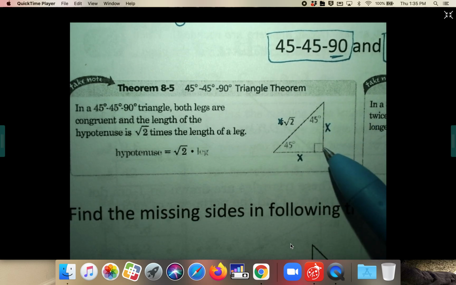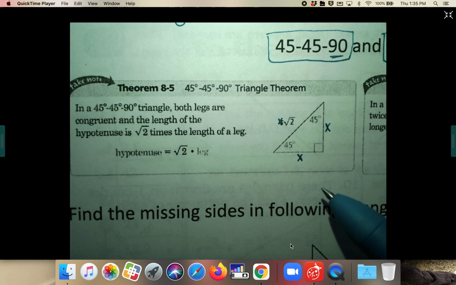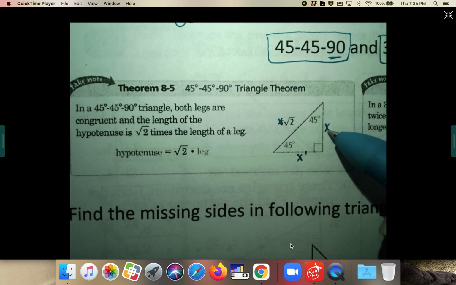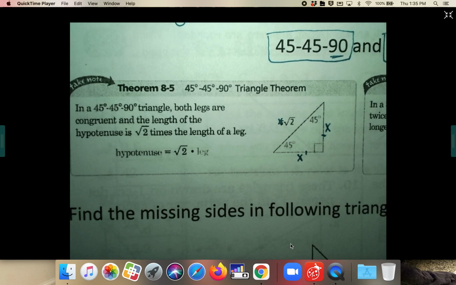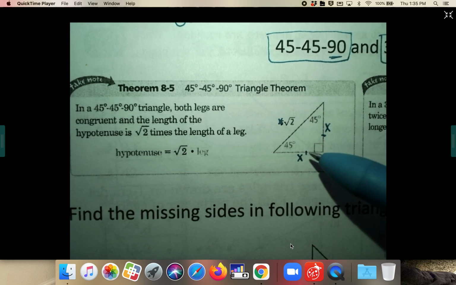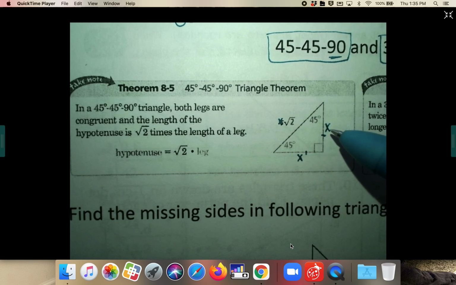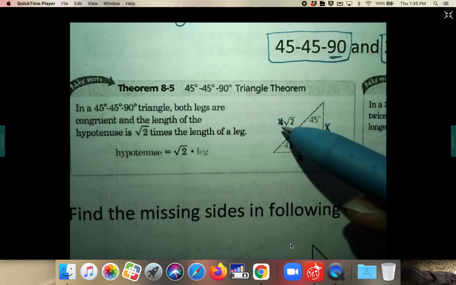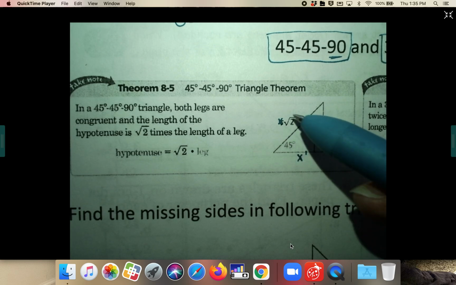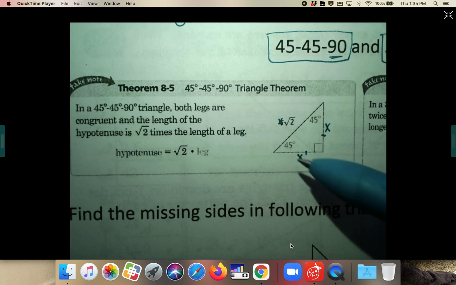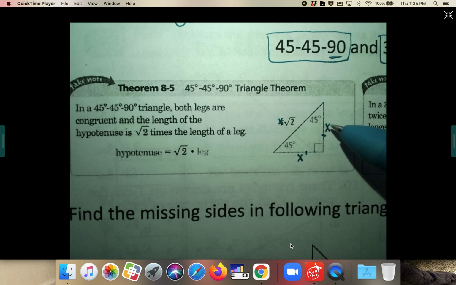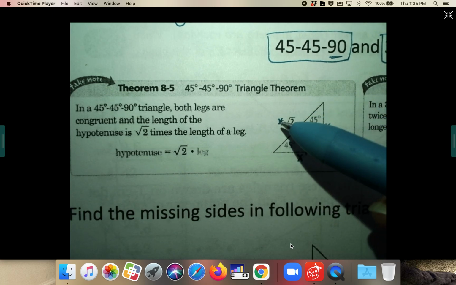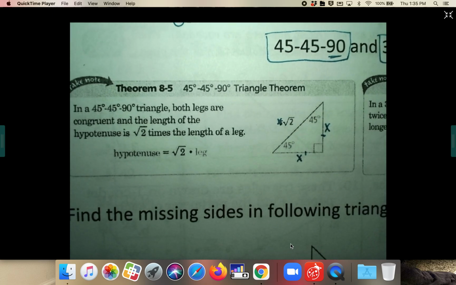And that is because it makes an isosceles triangle, since we know that these two base angles are the same, 45 degrees each. So the side lengths are the same, and the hypotenuse is whatever this x is times the square root of 2. So in a 45, 45, 90, the legs are x and x length, and the hypotenuse is x root 2. So x times the square root of 2.